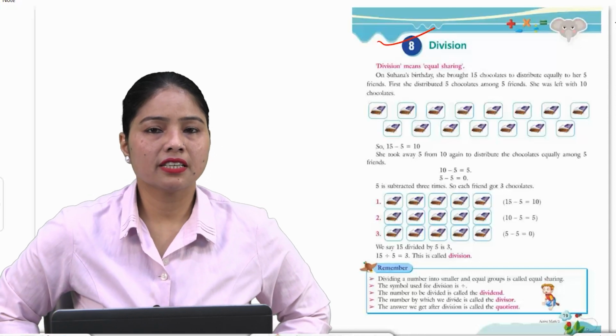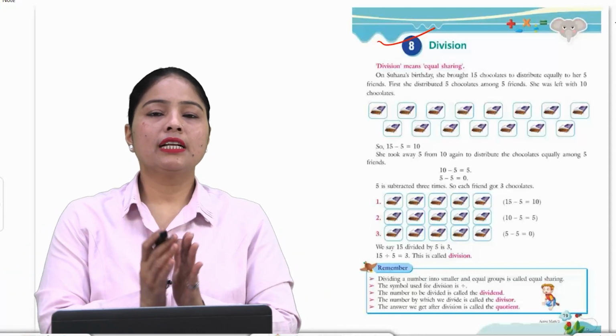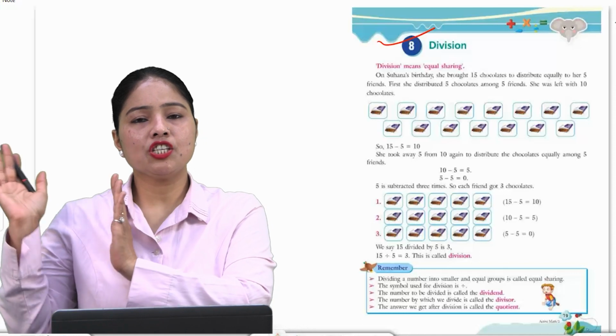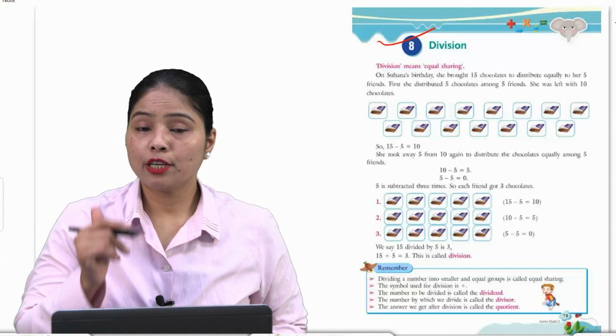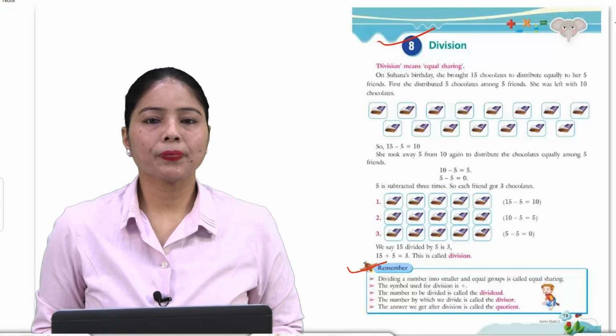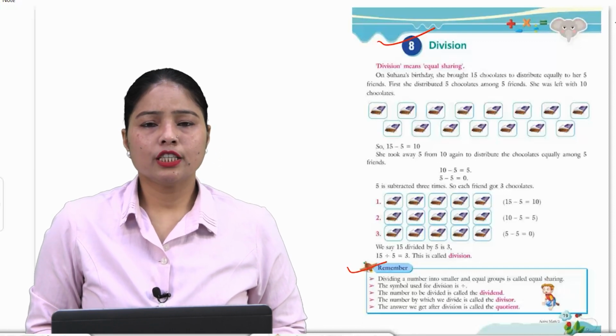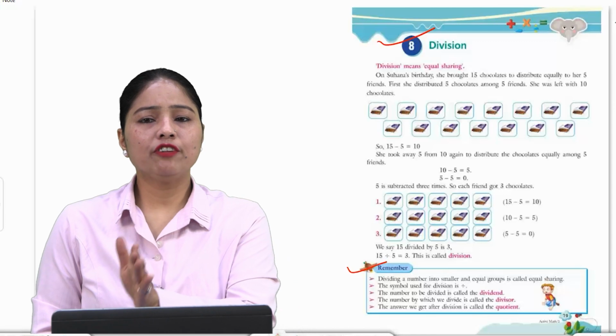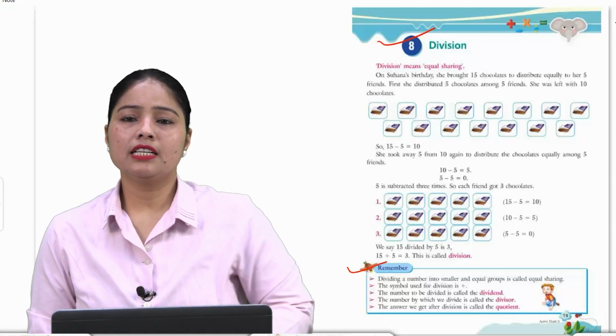ये होता है division का मतलब. जो हमारा total number है उसमें से equally share हो रहा है. Okay बेटा, I hope you understood. So now remember. Dividing a number into smaller and equal groups is called equal sharing.